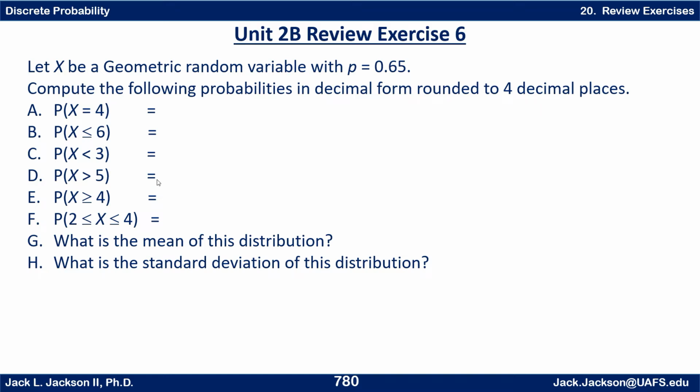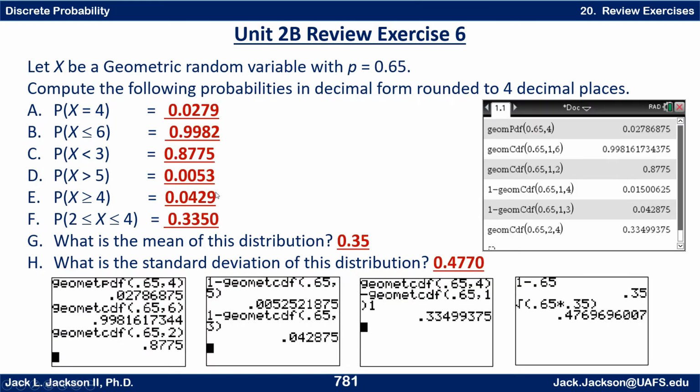Okay, so when you have the probability that x equals a number, that's just a PDF. In this case, it's a geometric PDF. You also have to pass it the parameter 0.65 to identify which geometric random variable it is. So that's just geometric PDF 0.65, comma 4. And there it is. Round that off, 0.02789.